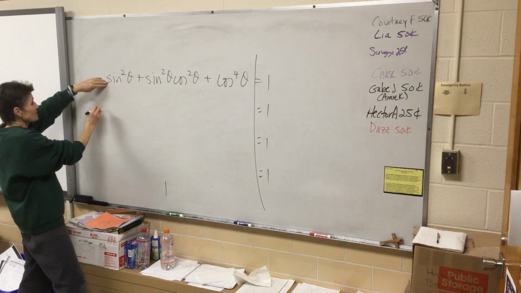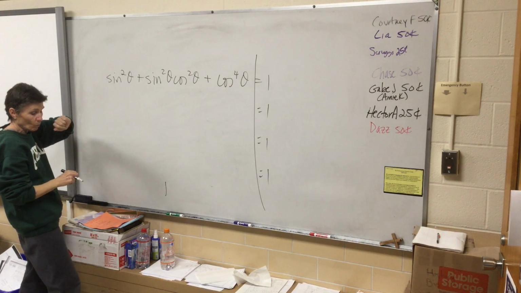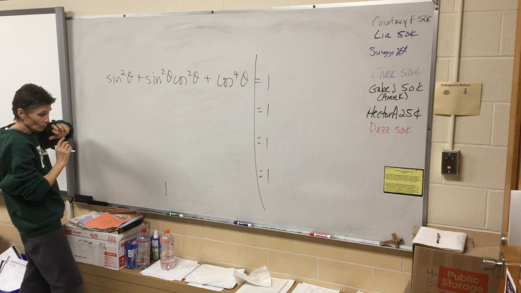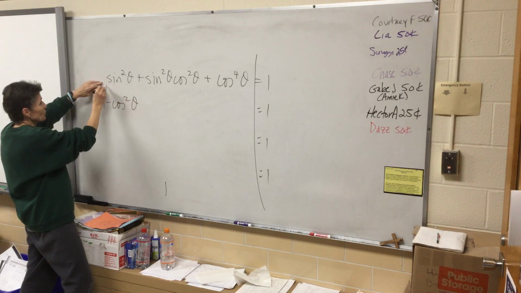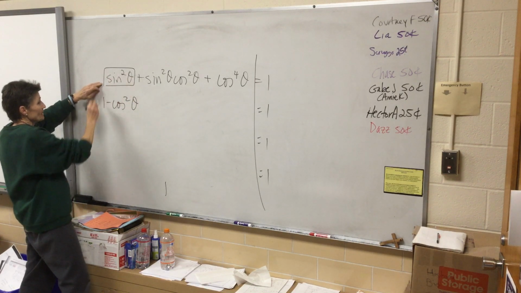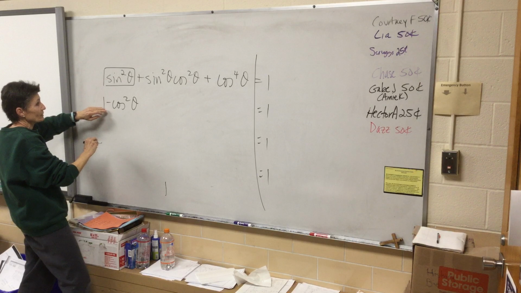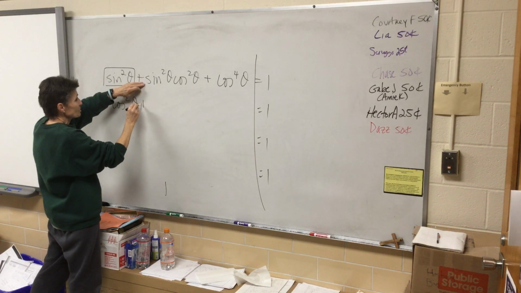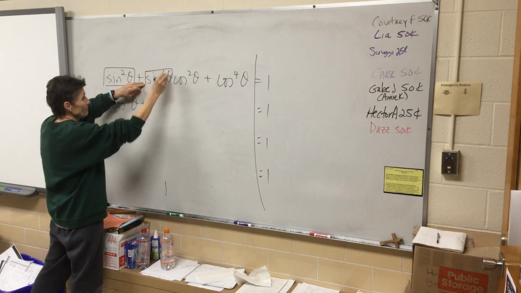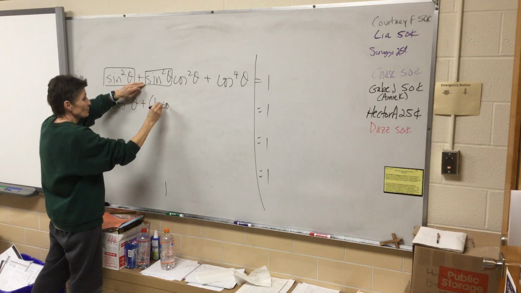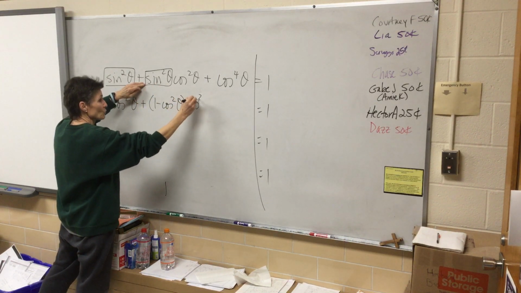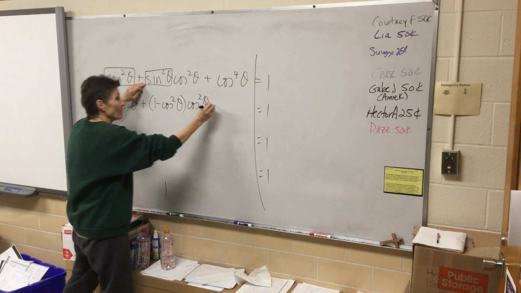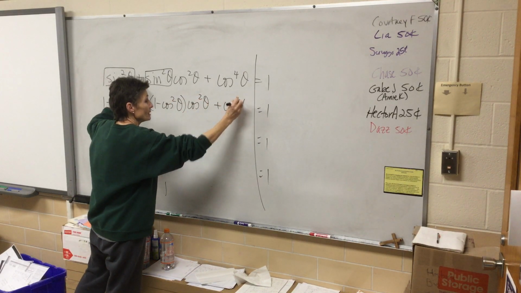What do I know about sine squared? What does sine squared equal? Sine squared equals 1 minus cosine squared. Perfect. So I'm going to change that guy right there into 1 minus cosine squared. Then I'm going to do the same thing with this one. I'm going to change this one into 1 minus cosine squared, but he's times another cosine squared. And then I have my cosine to the fourth.